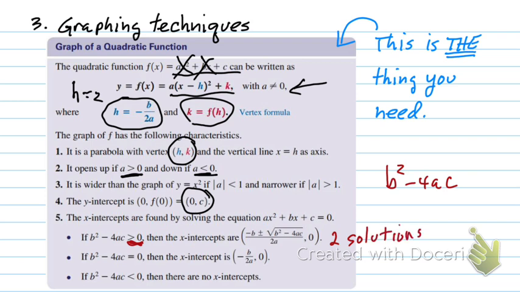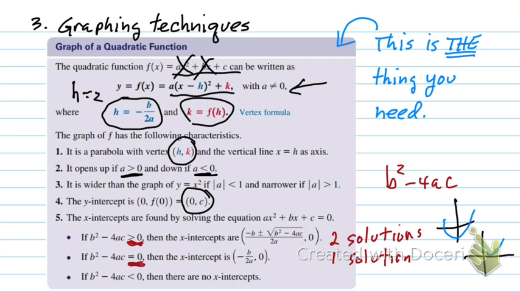Meaning you're going to have 2 places that graph crosses the x-axis. If the discriminant equals 0, you're really going to have 1 solution. It's going to be a double one. So it'll touch the x-axis in one spot. So this first one would look like this, maybe. The second one is going to touch.